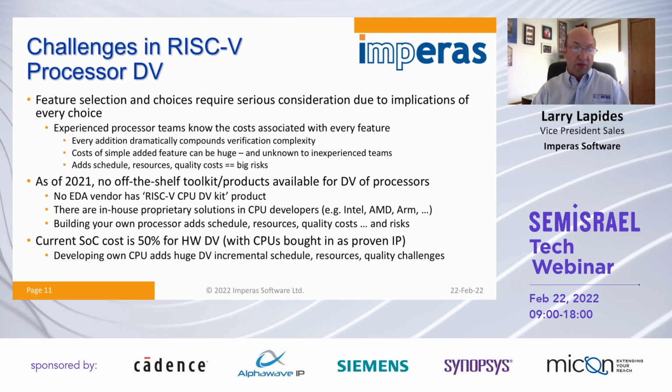And the risks are manifested as costs. SoC costs is about 50% for hardware DV, assuming the CPU is bought in as proven IP. So developing your own CPU adds a huge incremental cost. And you better get it right.